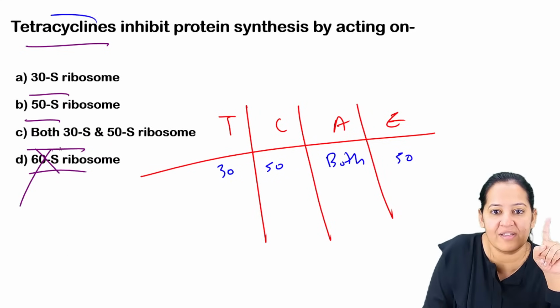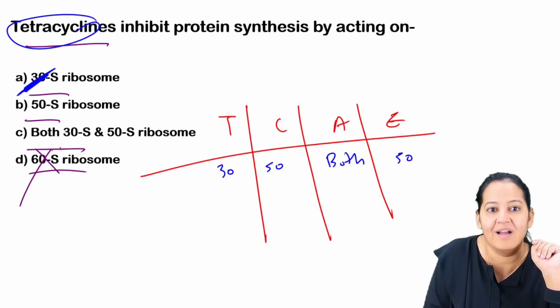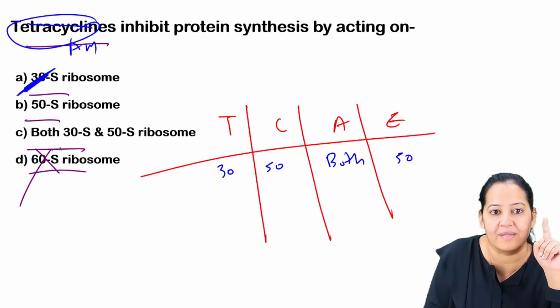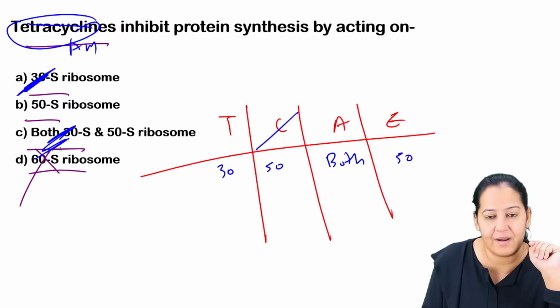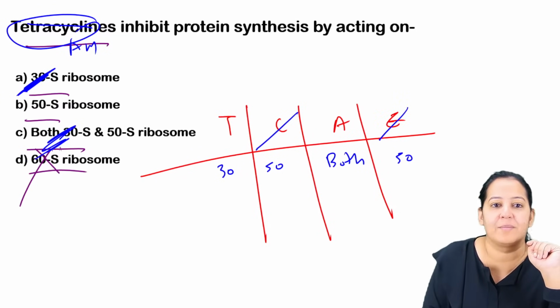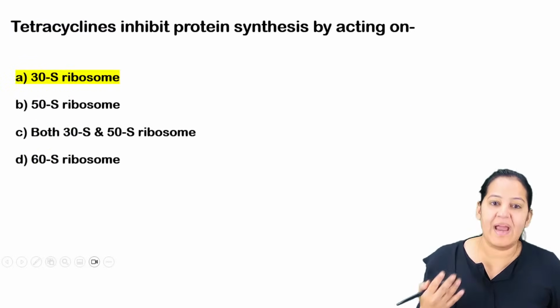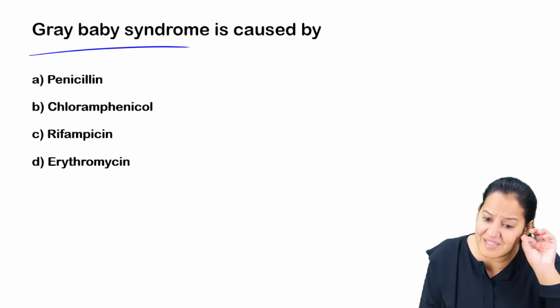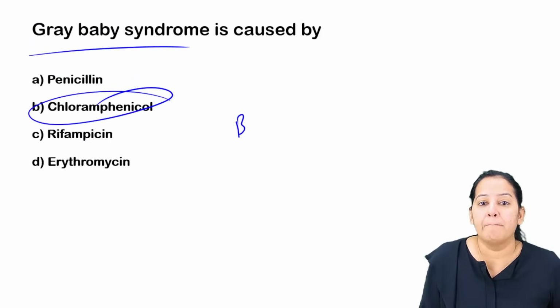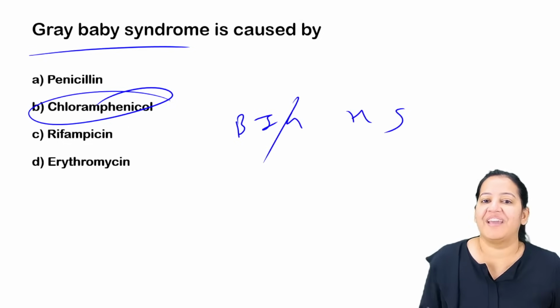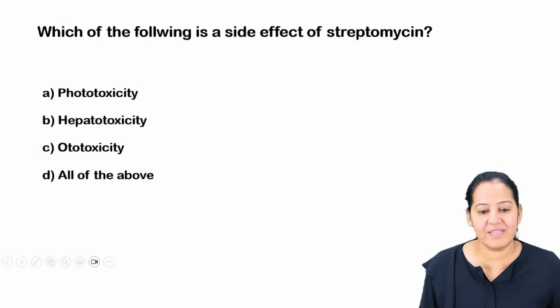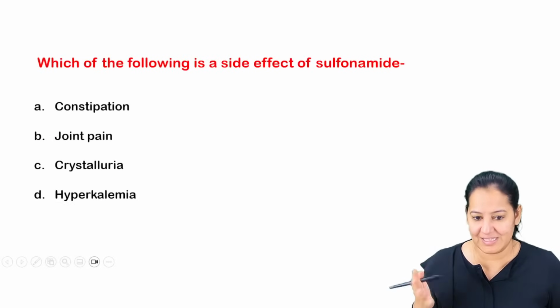Now if they are asking for tetracycline, I will go with 30S. If they ask for aminoglycoside, my answer is both. But if they ask for chloramphenicol or erythromycin, my answer will be 50S. So you frequently get these questions. Gray baby syndrome, a repeatedly asked question, the answer is chloramphenicol. You know the mnemonic. If you know the mnemonics, things are very easy. I'm skipping these questions.